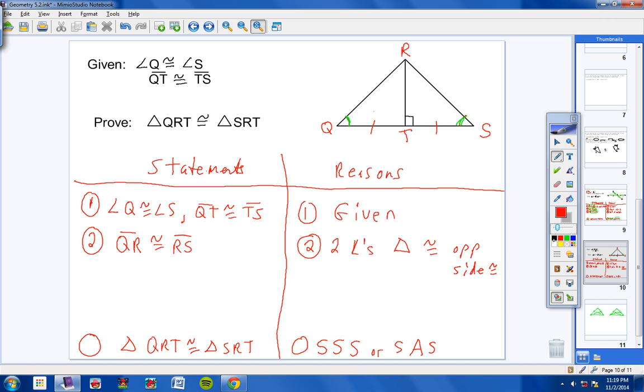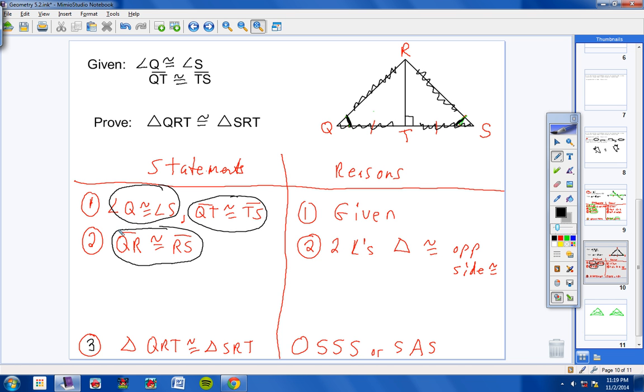Now look what you've stated in your proof, guys. You stated angle Q is congruent to angle S. So we stated this. We stated QT is congruent to TS. So this is congruent to this. And then we just stated that QR is congruent to RS. So we just stated this side here is congruent to this side here. So look what we have. We have side, angle, side, congruent to side, angle, side of another triangle. So we can definitely state this. This is step 3.